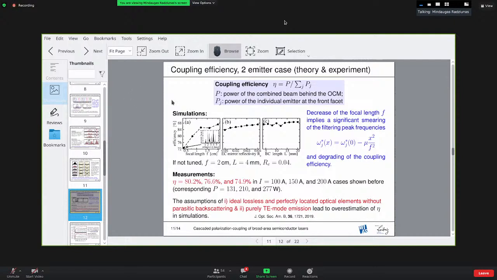Here I was considering 2 lasers, investigating the impact of some parameters of the external cavity. I drew conclusions, and I saw that in the best case for 2 lasers, I was getting 88% efficiency. Okay, it is not so optimistic in experiments, because they reached up to 80% efficiency, which is smaller. But I have to mention that in my modeling I'm using ideal, lossless, and perfectly located optical elements without parasitic backscattering.